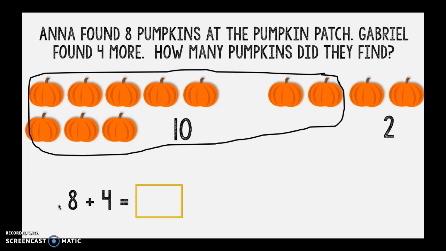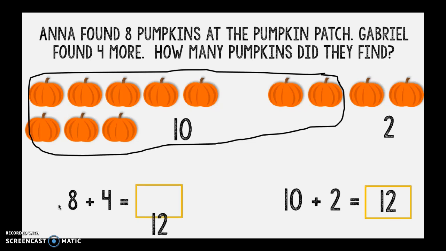Now I'm going to rewrite that sentence. 10 plus 2 equals. Now I can use my good brain to figure that out. It equals 12. And that also answers the question, 8 plus 4 equals 12. Good job.